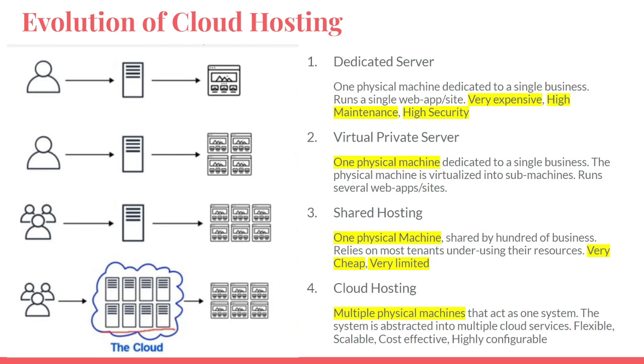Virtual private servers: one physical machine dedicated to a single business, but the physical machine is virtualized so that it can give the feeling of multiple machines, by which you can run multiple web apps or websites. Like Google only has different products, right? So they need to be separated. The resources they use cannot be the same.